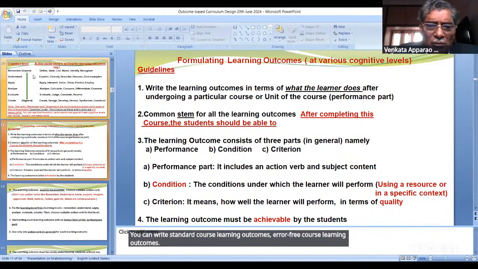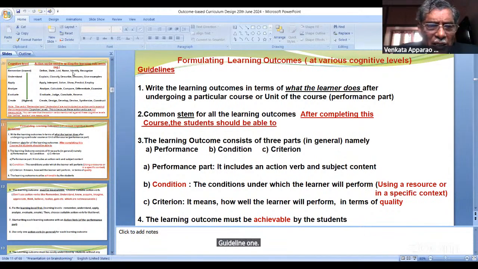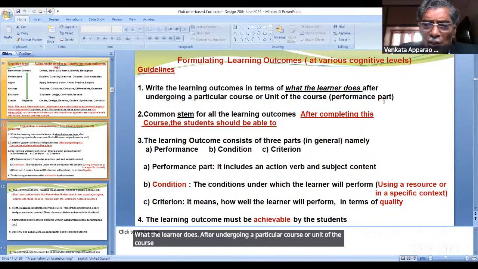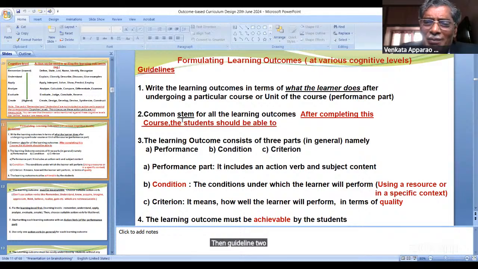Guideline 1, write the learning outcomes in terms of what the learner does, what the learner does after undergoing a particular course or unit of the course. This is called the performance part. Then guideline 2, we must use a common stem.